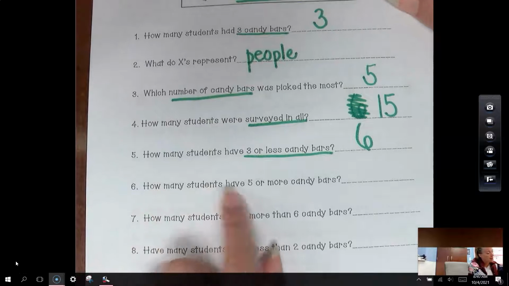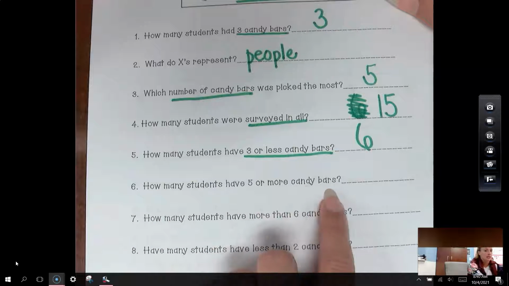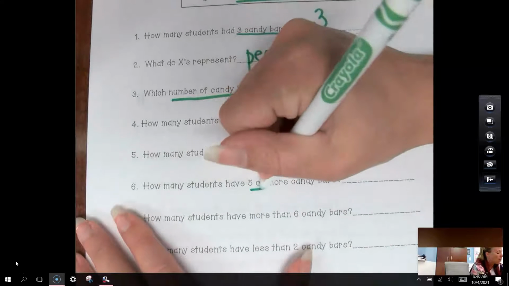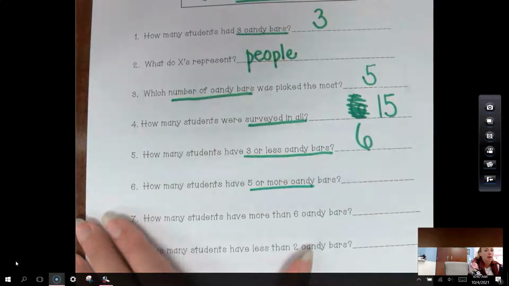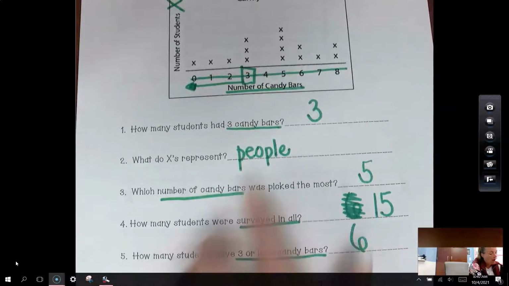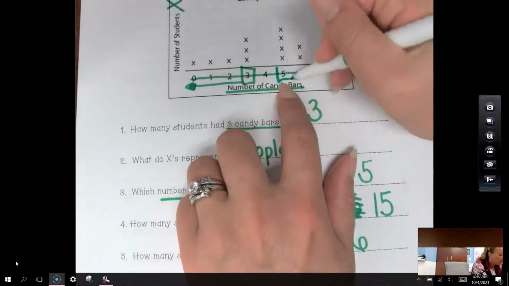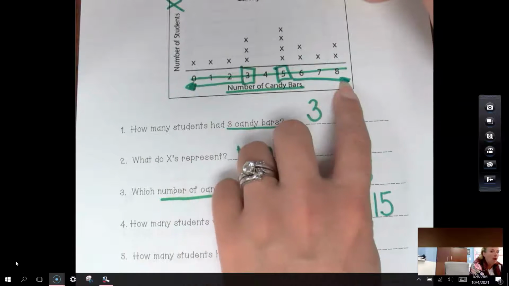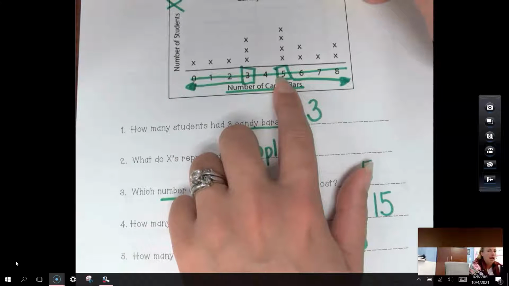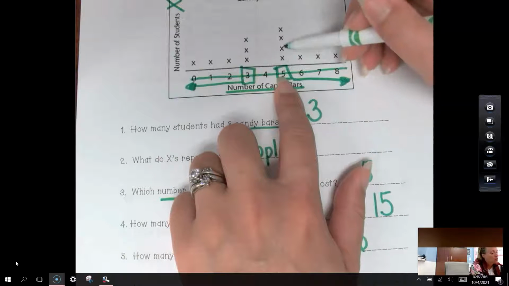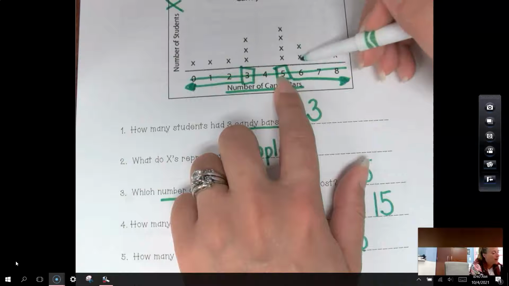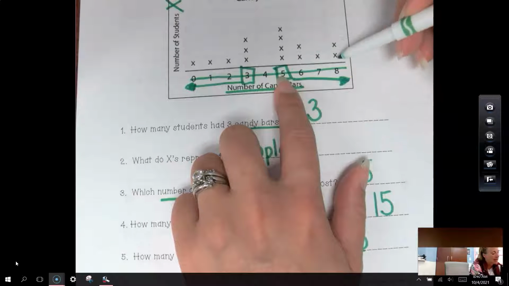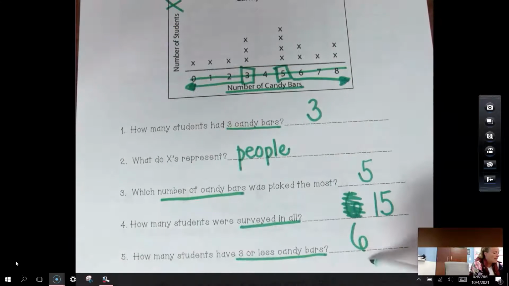How many students have 5 or more candy bars? So we want to know 5 or more candy bars. If I go up to my chart, I want to know 5 or more. That means 5 or more, all the numbers that are bigger than 5. So now we count the X's. 1, 2, 3, 4, 5, 6, 7, 8, 9. 9 students had 5 or more candy bars.